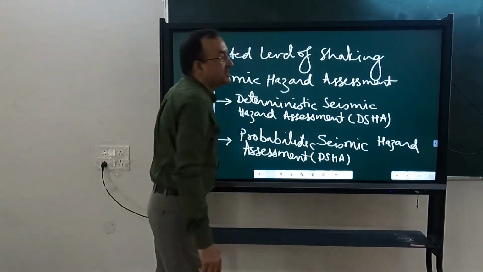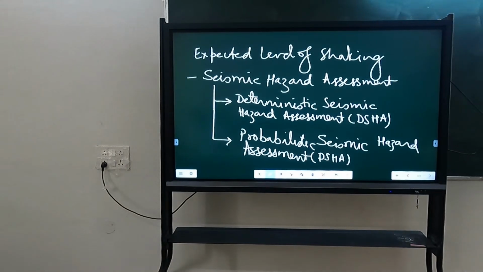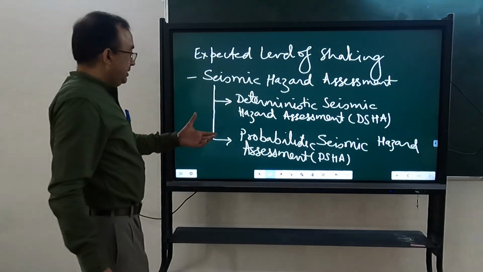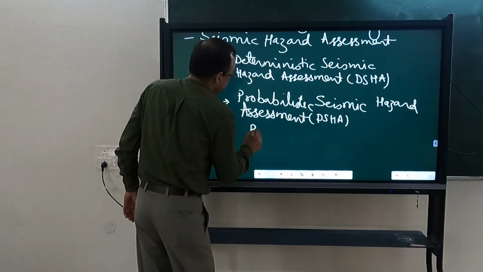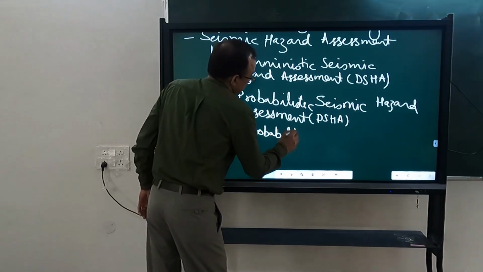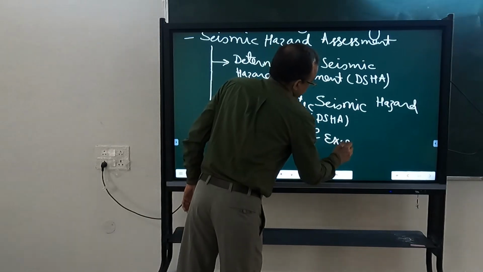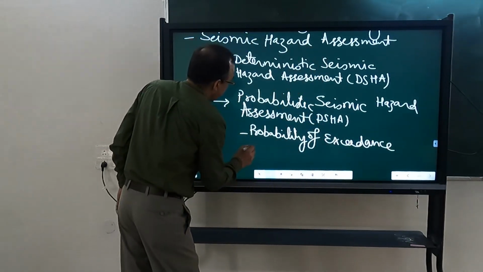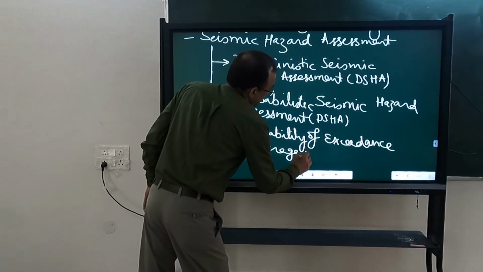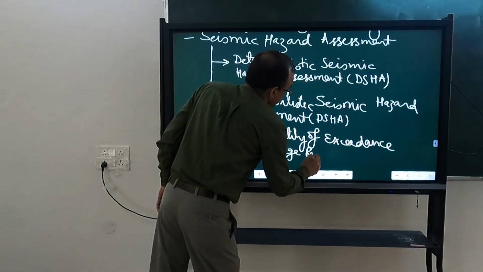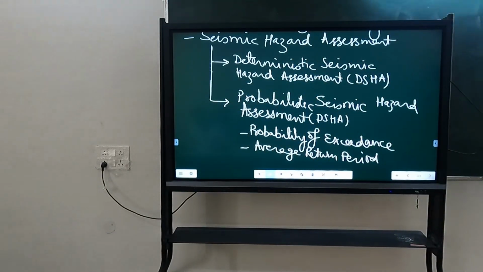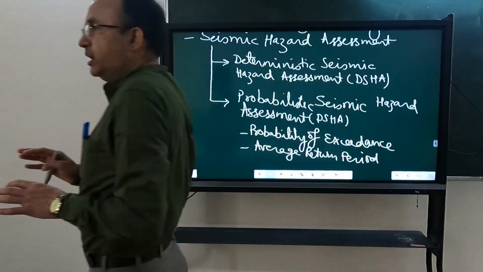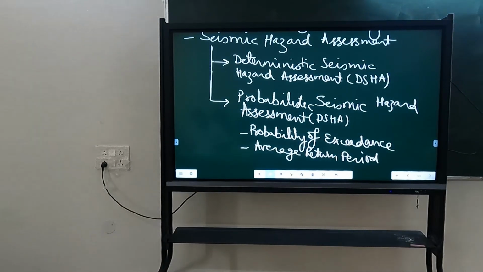PSHA, and in PSHA we consider uncertainties and variabilities in different parameters. As its result, we get some hazard in terms of probability of exceedance, or what we call average return period. So we say that there is a 50% probability of occurring 0.5 g PGA at a particular site.